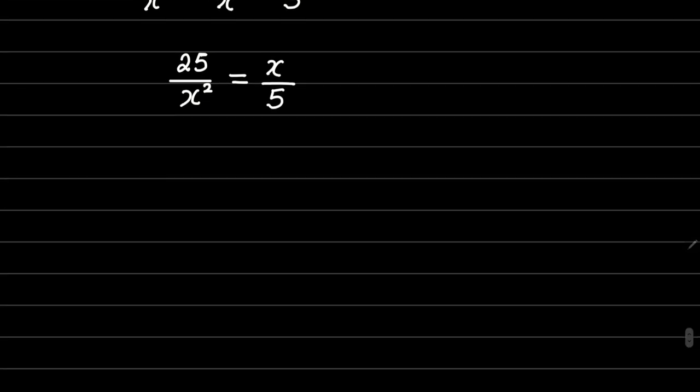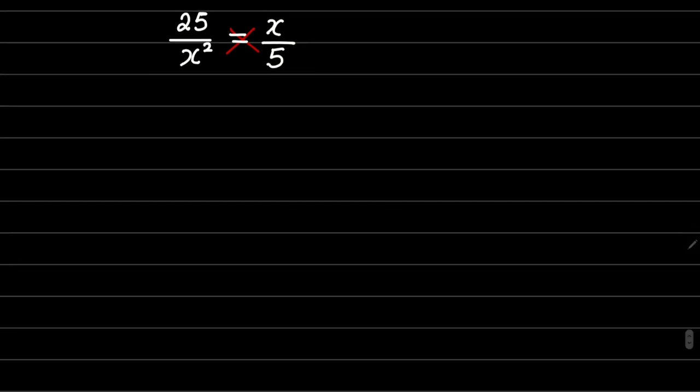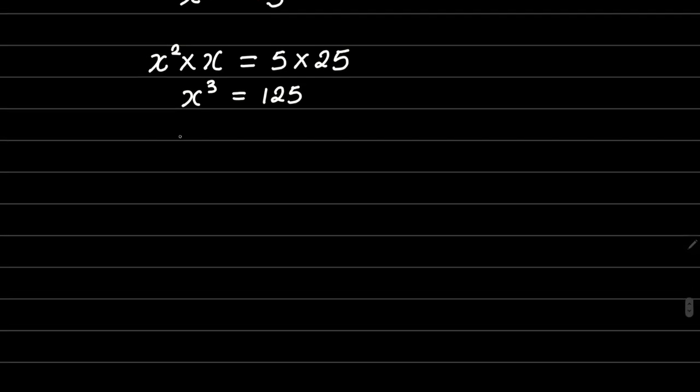Now, the next thing to do, why not let's cross multiply. On cross multiplication, I'm going to have x squared times x. Now, this is going to be 5 times 25. So I'm going to have x cubed is equals to 125. Then I'm going to rearrange it as x cubed minus 125 is equals to 0.